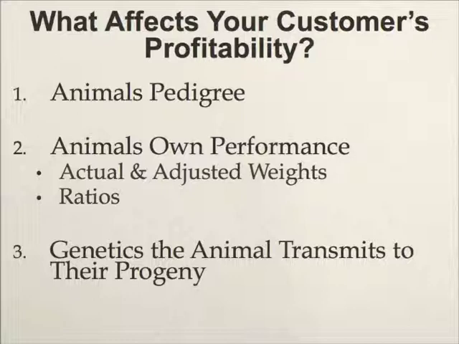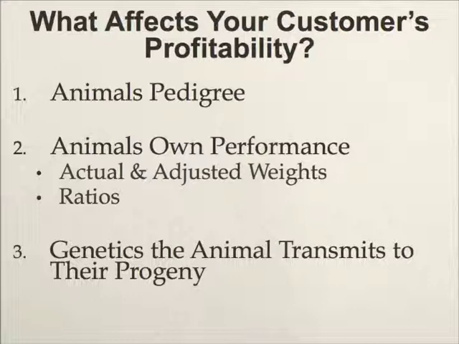So as you think about that question, what affects your customer's profitability? Whenever that commercial guy is out there buying a bull, he's thinking he's going to be using that bull and he's going to be selling the offspring. Does that animal's pedigree affect his profitability? No. Does that animal's own performance, whether it be actual or adjusted weights or ratios, increase or enhance or deteriorate the profitability to the commercial producer? No, we're not selling this animal.